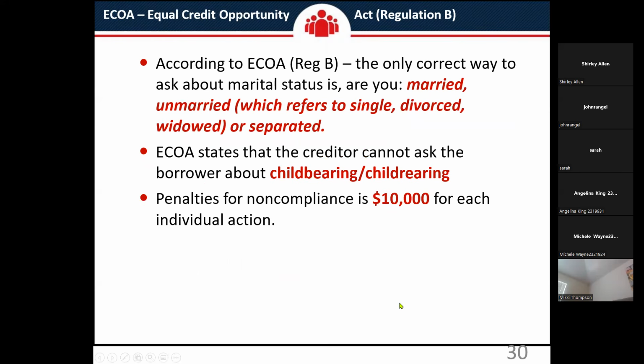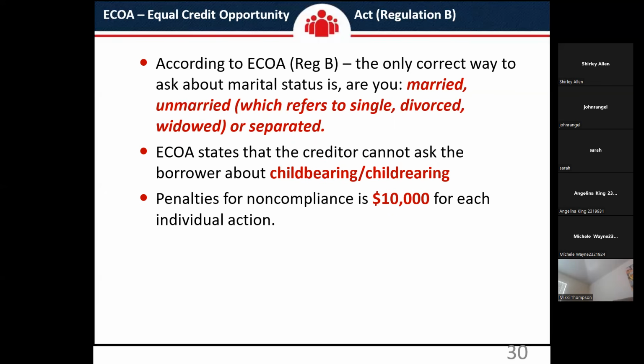According to Regulation B, the only correct way to ask about marital status is: are you married, unmarried, or separated? Unmarried refers to single, divorced, or widowed. On the application, on the exam, it is married, unmarried, or separated. Why? Because ECOA says that's the only way you can refer to marital status anymore, as they try to be equal.